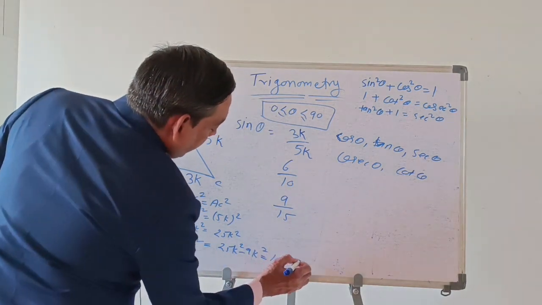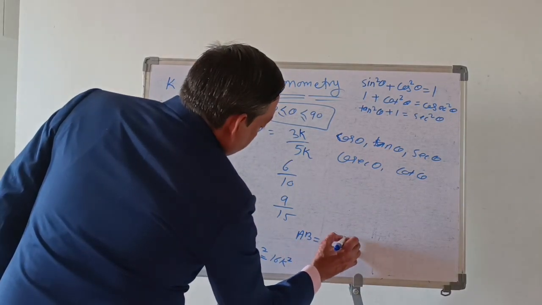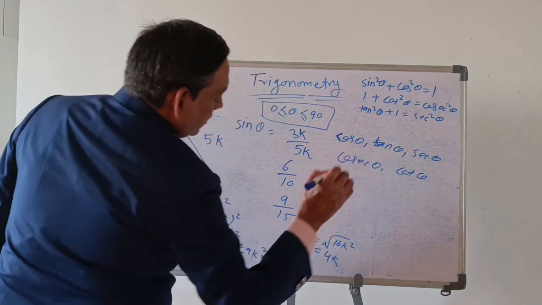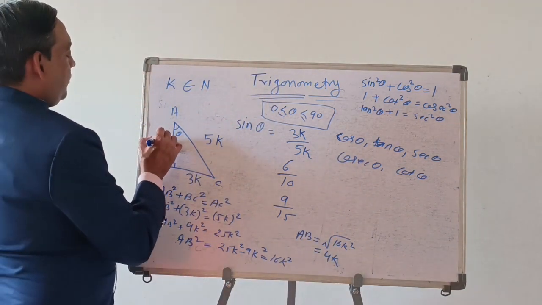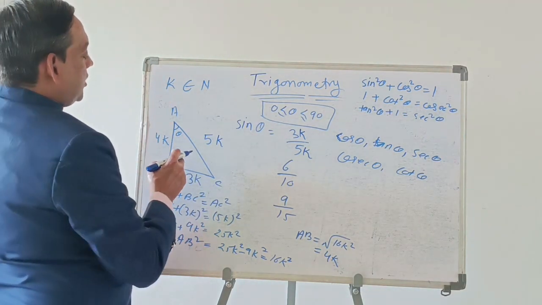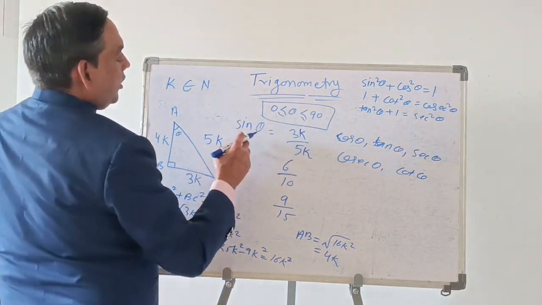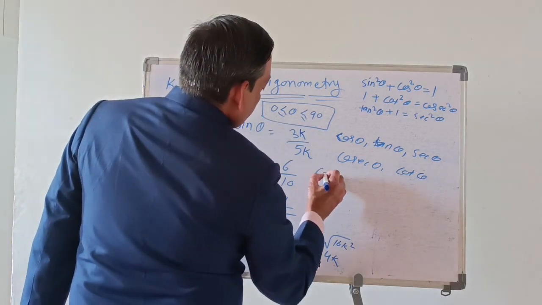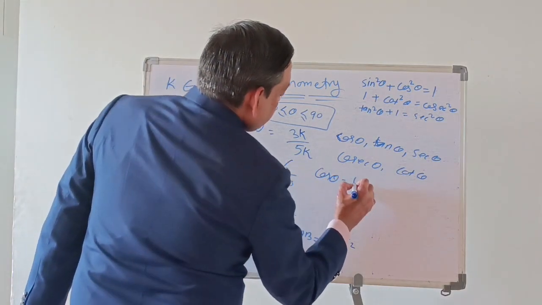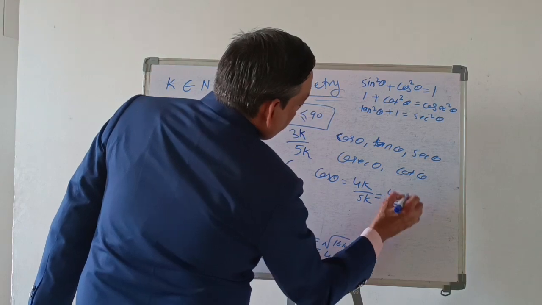16k square. So therefore AB is equal to root of 16k square, which is nothing but 4k. Okay, it is only 4k. Clear? Now once we have all the three sides, by using SOHCAHTOA we can write down the values. Sin value is already given. So cos theta is equal to adjacent upon hypotenuse, which is 4k upon 5k, and if we simplify we'll get 4 upon 5.